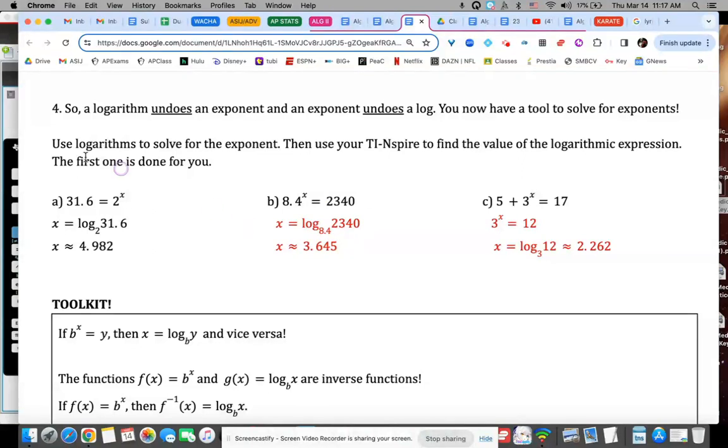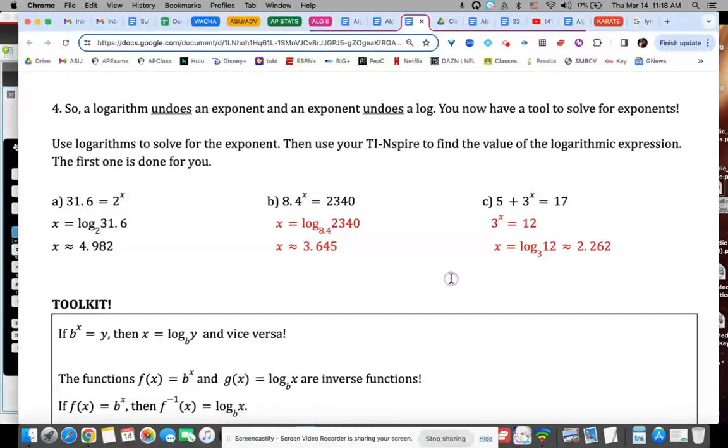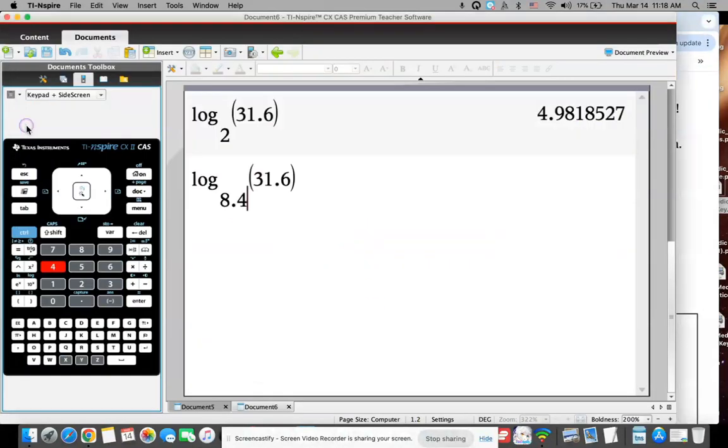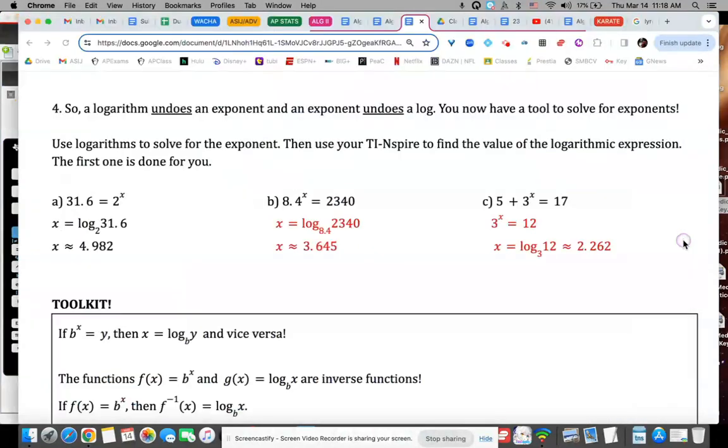Okay, again, just throw that in your calculator. Log base 8.4. I can just copy paste this down, change the numbers, 8.4. And then this is 2340. And there you go, 3.645, right? That's my answer.